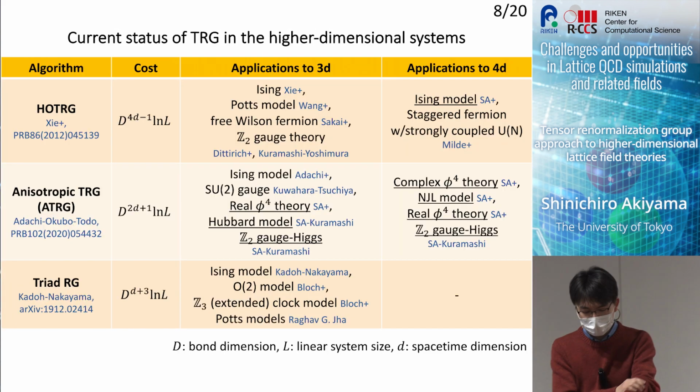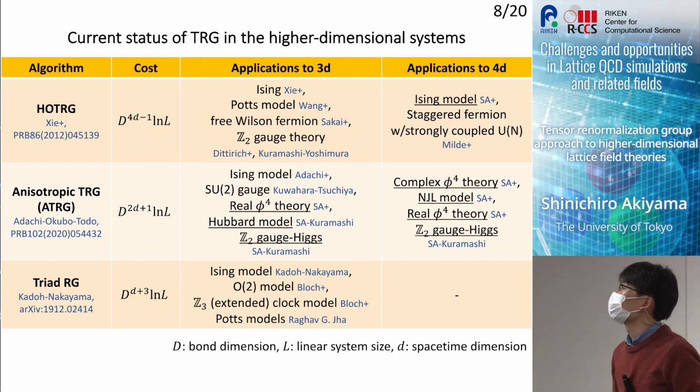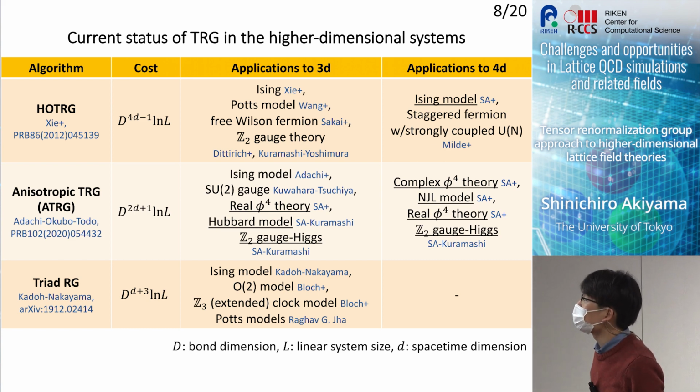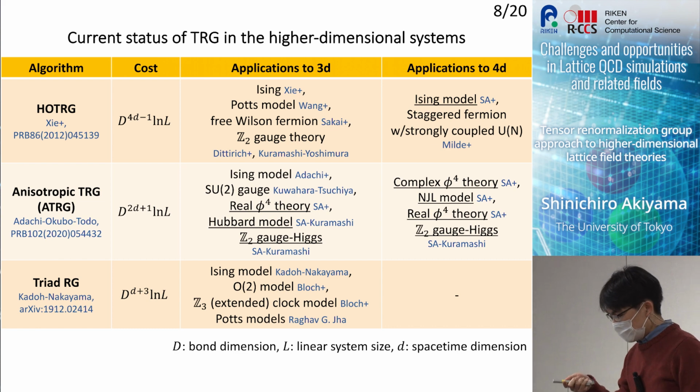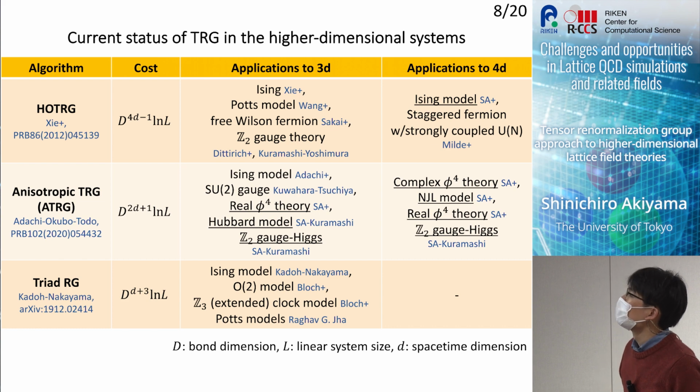Okay, so here is the current status of the TRG approach, particularly in higher dimensional systems. We have several choices of algorithms to investigate 3 or 4 dimensional systems with the TRG. The traditional one is the higher order TRG, whose computational cost scales like this. Here D is the bond dimension, the small d shows the space-time dimension, and the capital L shows the linear lattice size.